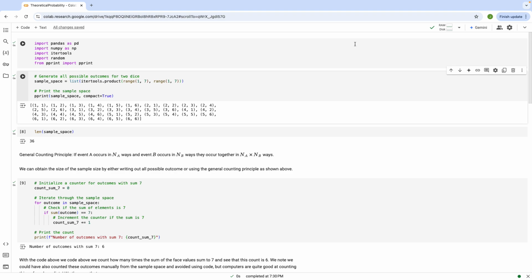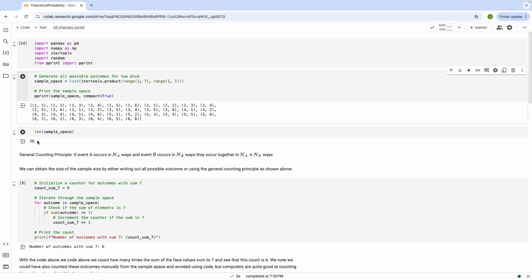Discussing theoretical probability. The example we're going to consider is of tossing two dice. In Python, I've written all the possible outcomes for tossing two dice, and it's displayed right here. When tossing two dice, for example, the first die could land a 3, the second die could land a 1. So here are all the possible outcomes.